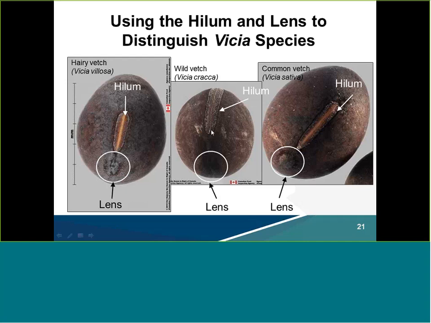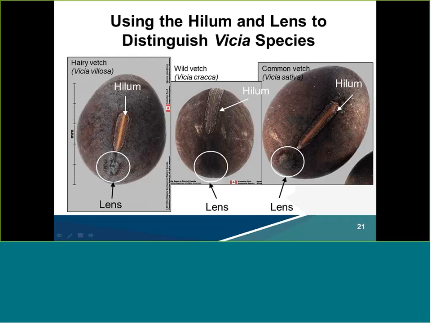However, in the middle, this wild vetch does have a lens that is quite a bit of a distance away from the hilum, thus making it distinguishable from our two crop vetches. So you can see quite a bit of a ways down. And then the hilum's also going to be a bit different as well, of course.